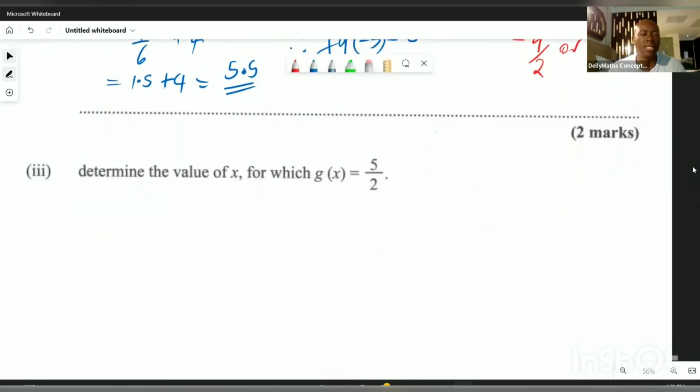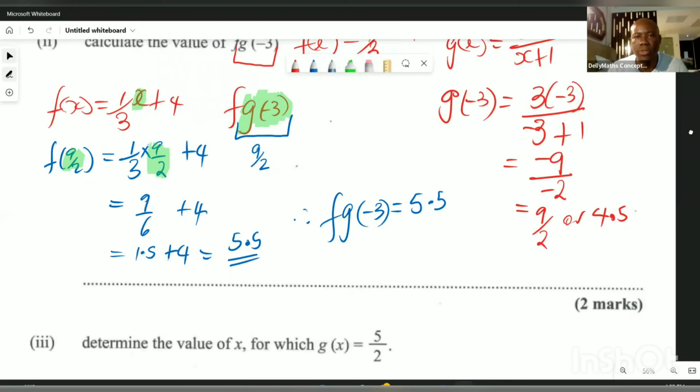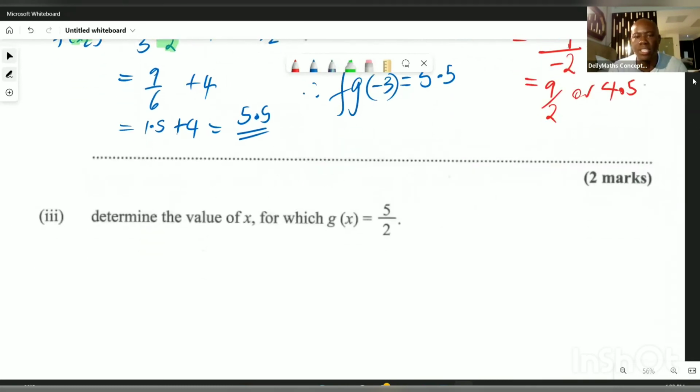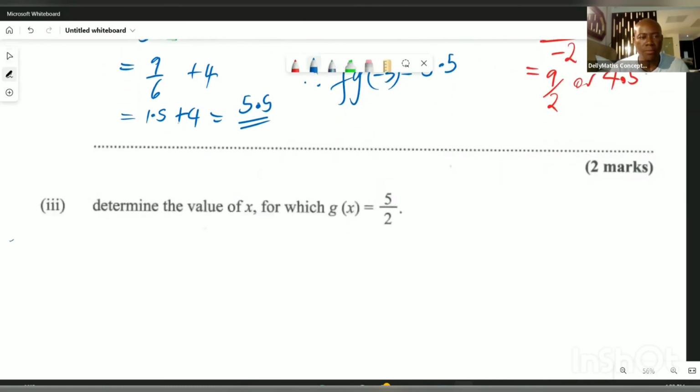Now, the next question says, determine the value of x for which g of x is equal to 5/2. So what we want to do is to make sure that we have our g of x function. So let me write my g of x function first. We're talking about 3x over x plus 1. So g of x is equal to 3x over x plus 1.